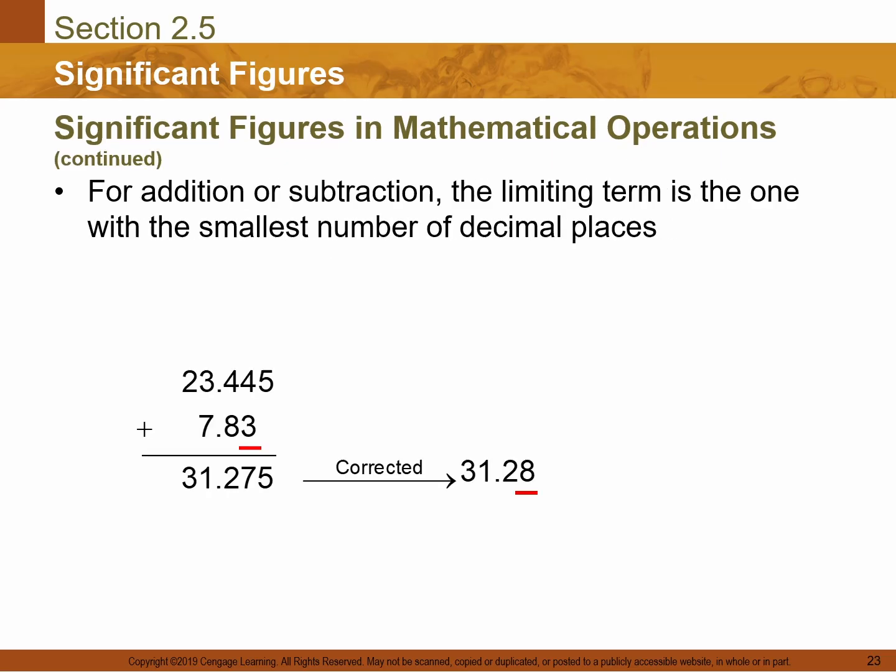For addition and subtraction, completely different rule. Here, the limiting measurement is the one with the fewest decimal places. Okay, so not the fewest significant figures, but the fewest decimal places. The values on the slide line up by decimal place, like you should. And the final answer is rounded to the least precise place value among those terms. Do not use the multiplication and division rules for addition and subtraction.